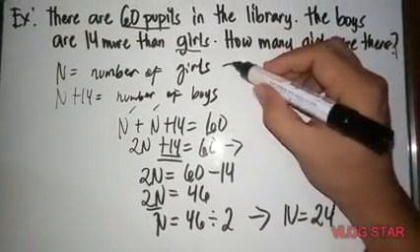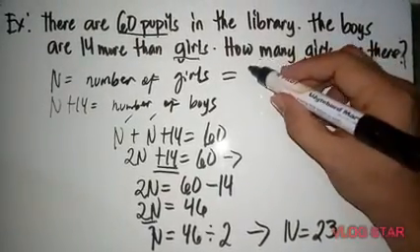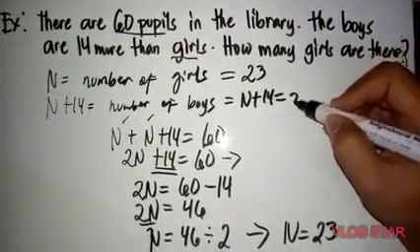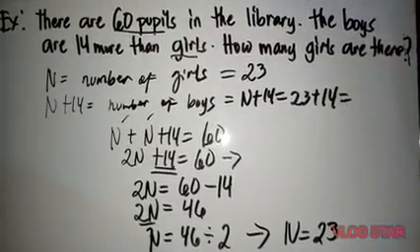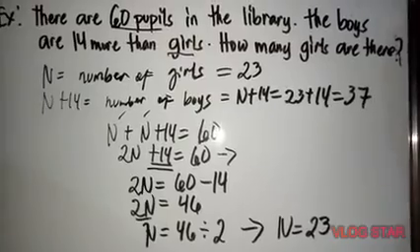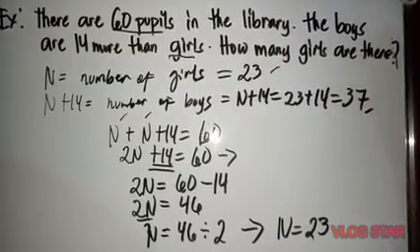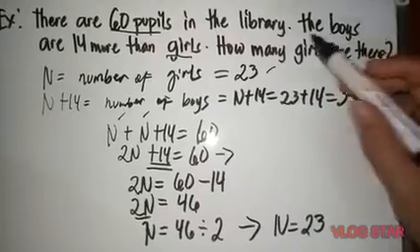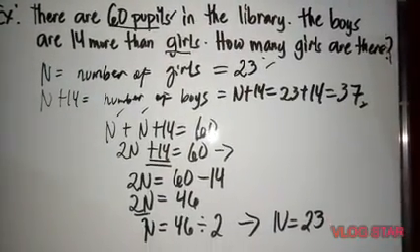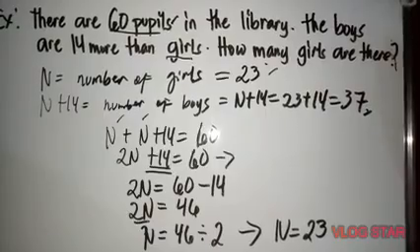So it means that the number of girls is 23, while for boys, n plus 14, n is 23 plus 14, the answer is 37. So we have 23 girls and 37 boys. So in total, 23 plus 37, 60 pupils. Therefore, there are 23 girls in the library.